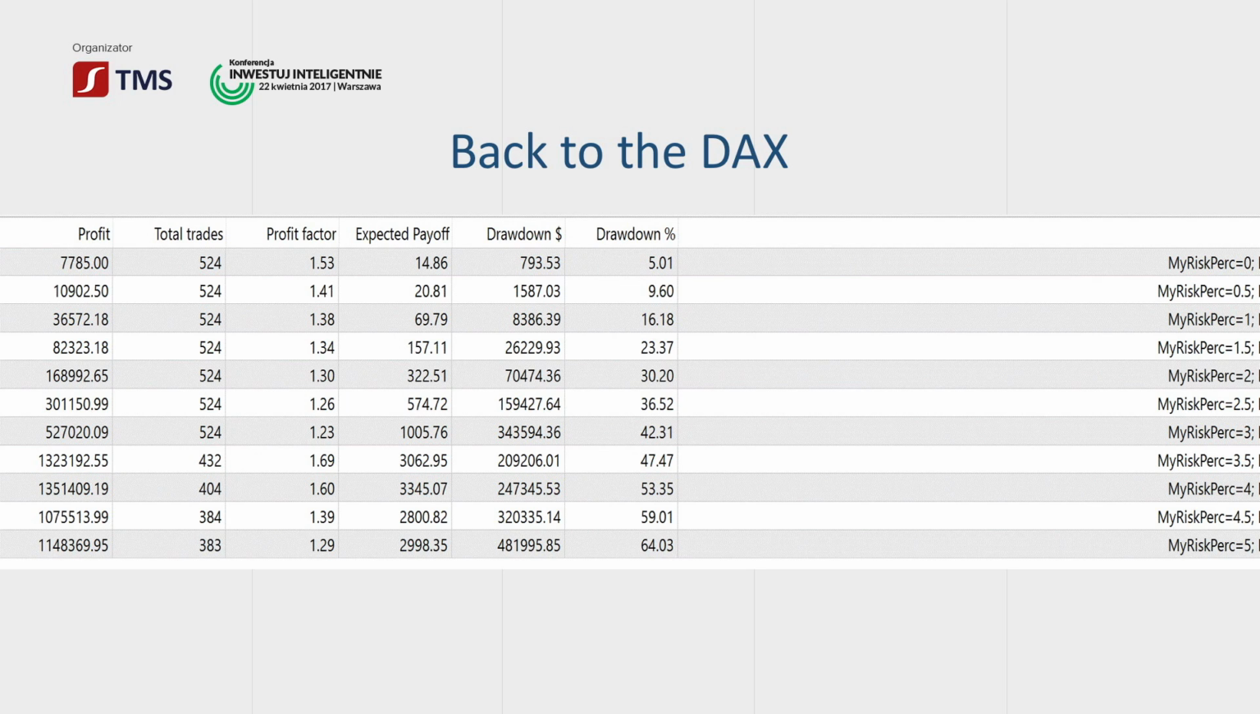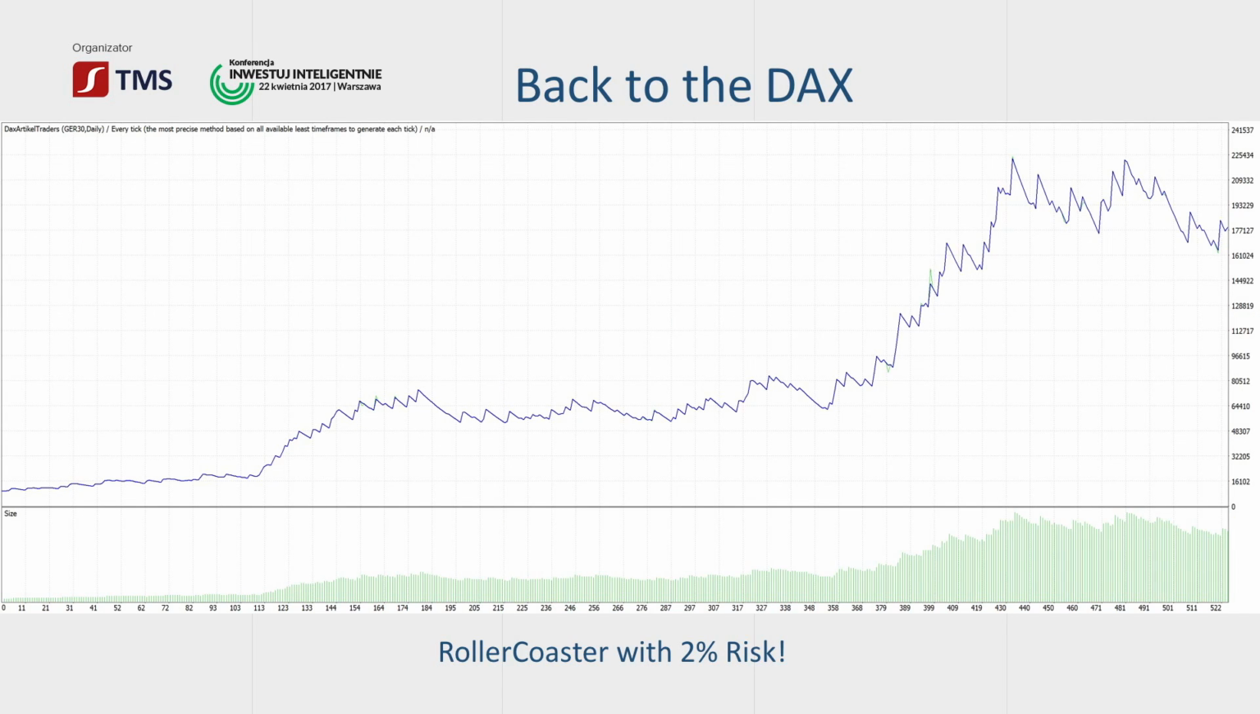But let's see what happens here. This is what the result would be with 2%. It's very nice that you make a lot of money. Down you see the number of lots. But you already see that it is very, very like a roller coaster. It's not something that we can really be quiet about.